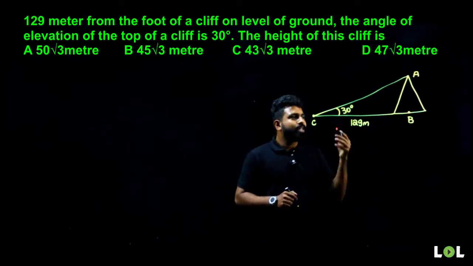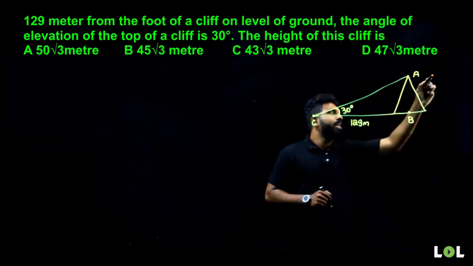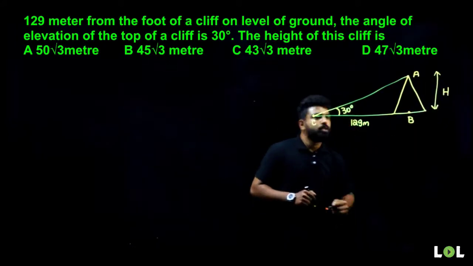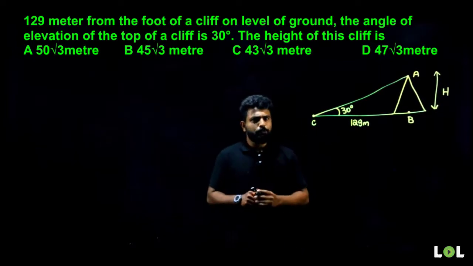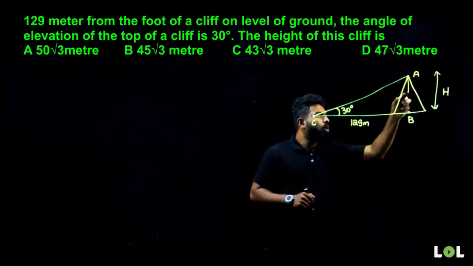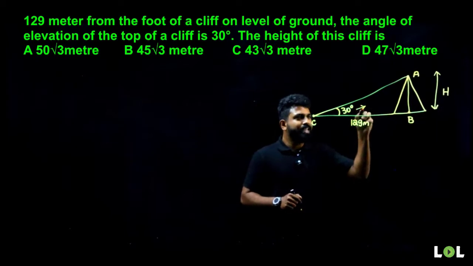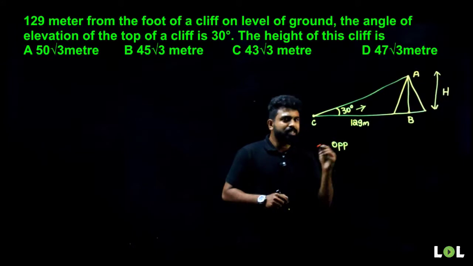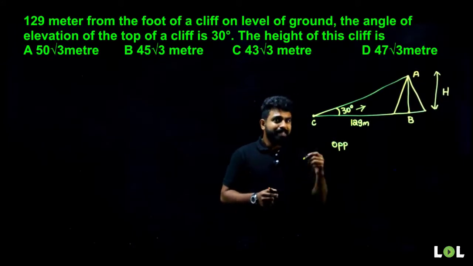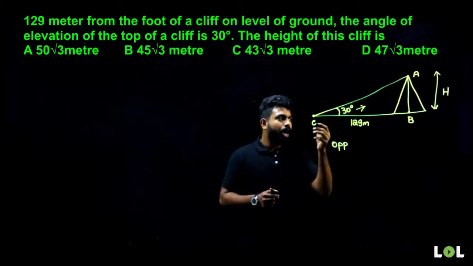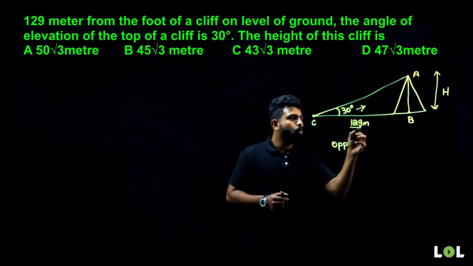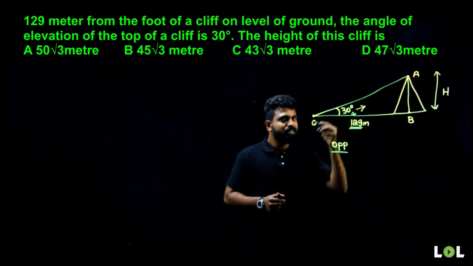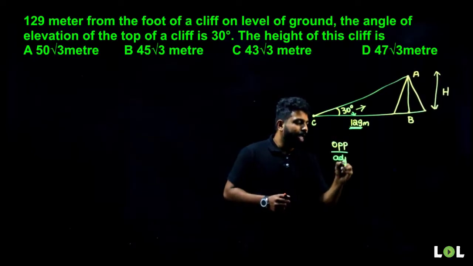Now, what are they asking us to find? They're asking us to find the height of the cliff here. So, how do we solve this problem? We need to find AB here. What is AB with respect to this 30 degrees? It is my opposite side. So, what is the length that I know? I know BC. What is BC? 129 meters. That is nothing but the adjacent side with respect to this 30 degrees.